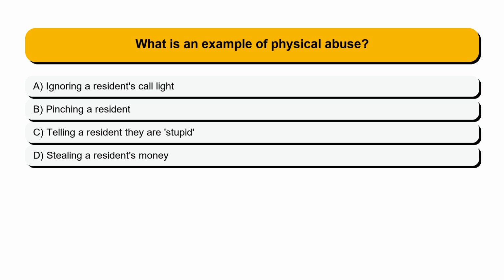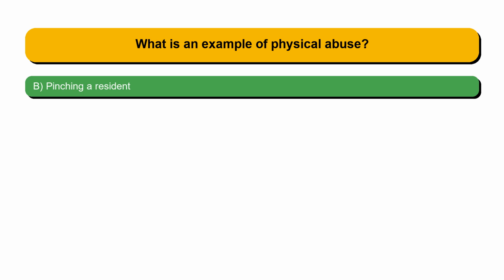Question 60. What is an example of physical abuse? Option A, ignoring a resident's call light. Option B, pinching a resident. Option C, telling a resident they are stupid. Option D, stealing a resident's money. The correct answer is option B, pinching a resident.